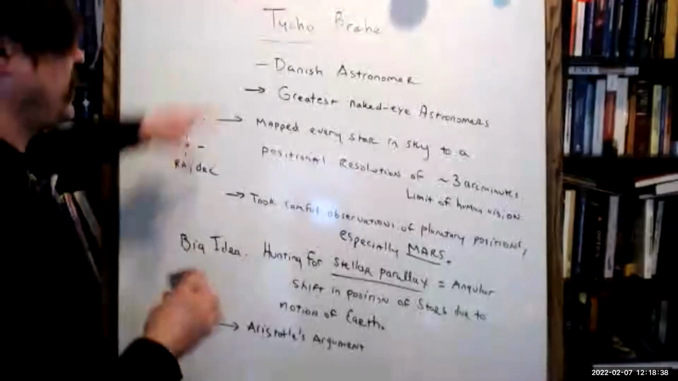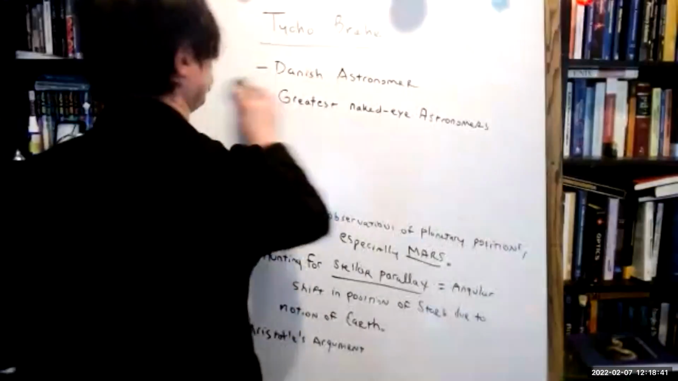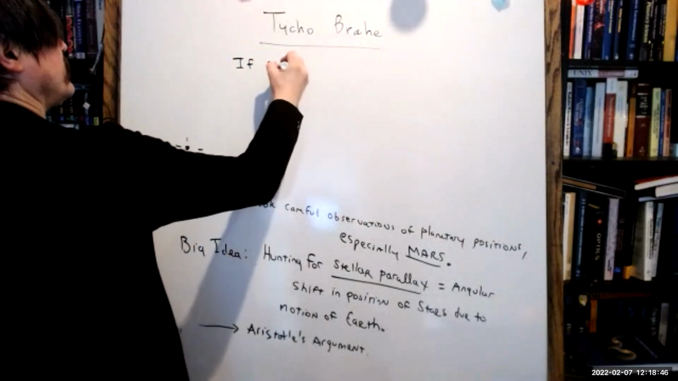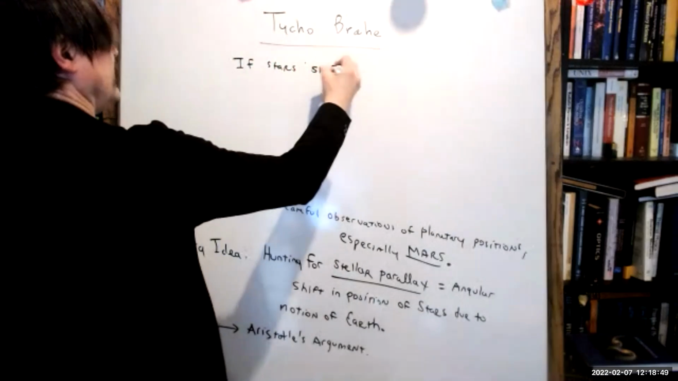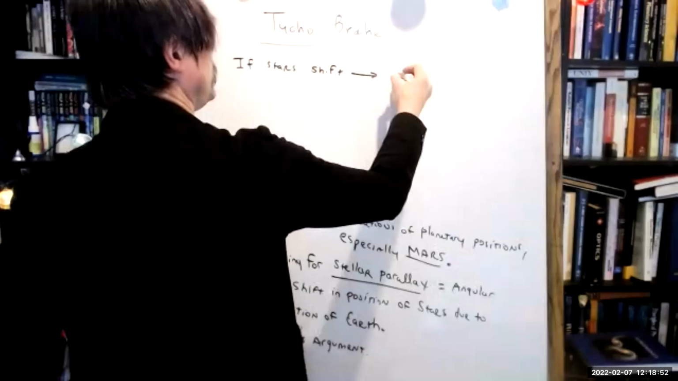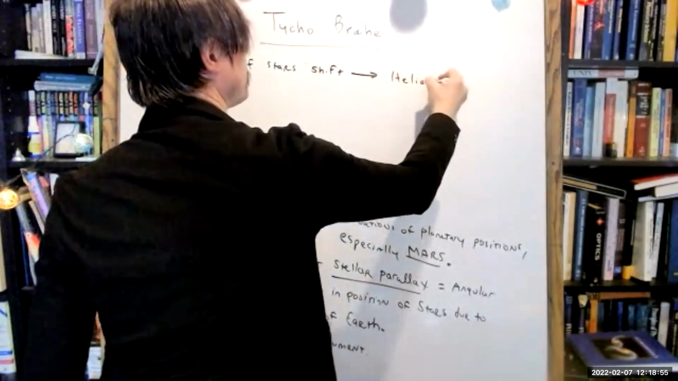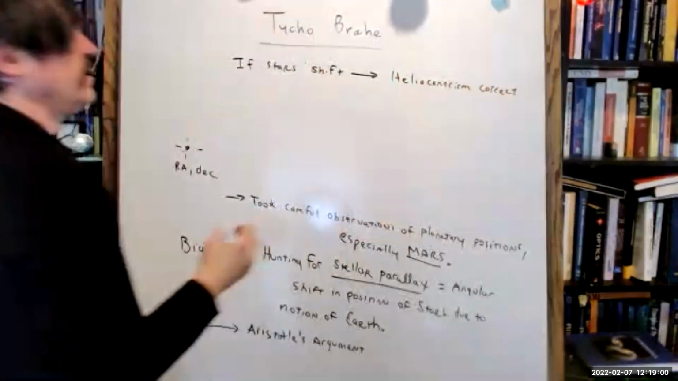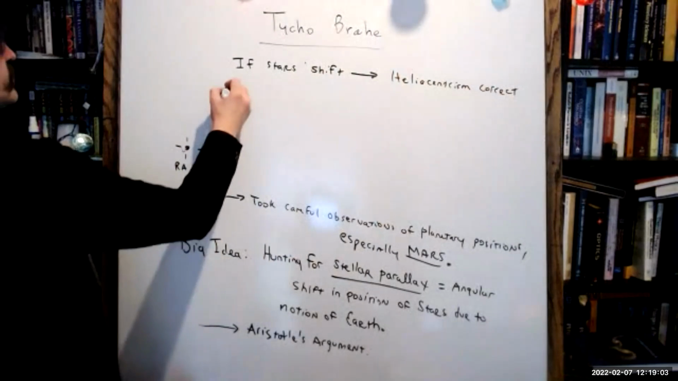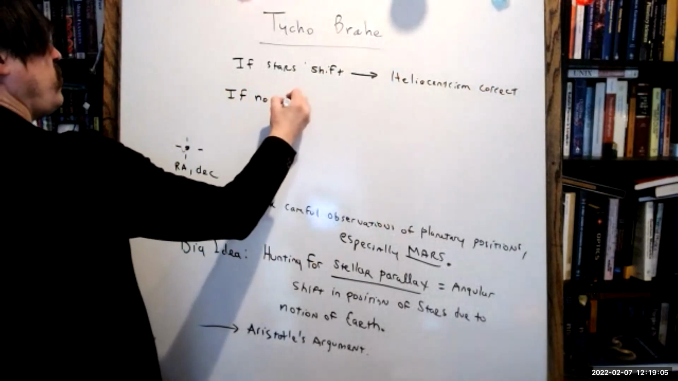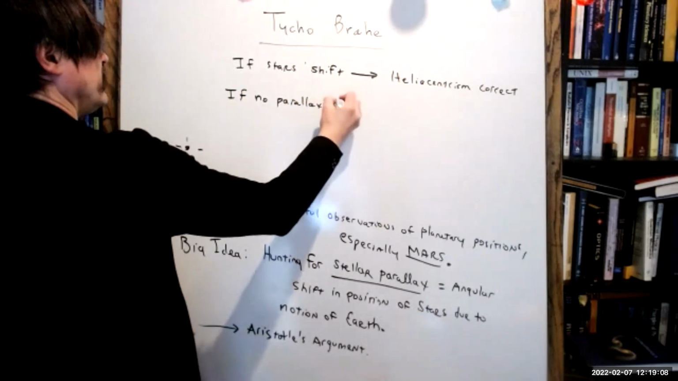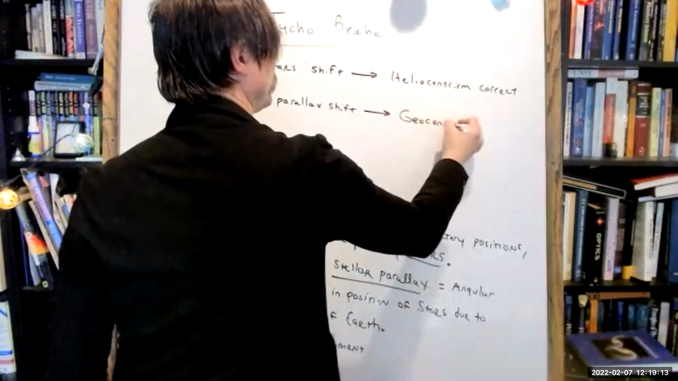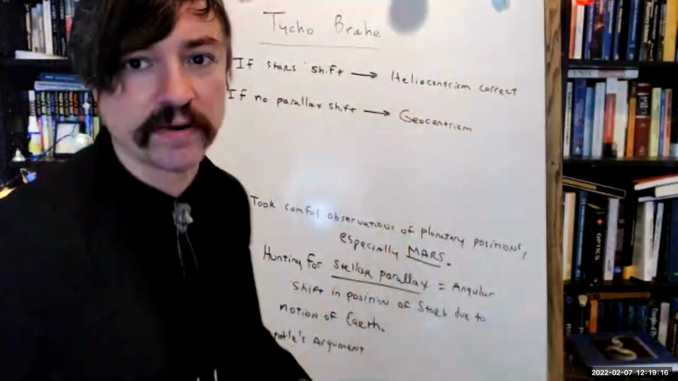Let's write down the two possibilities up here. You guys should have had enough time for those notes. So the idea is if the stars shift, if there's parallax, then heliocentrism would be the correct description of the heavens. If there is no parallax shift, no shift in the angular positions of stars, then geocentrism would be correct.